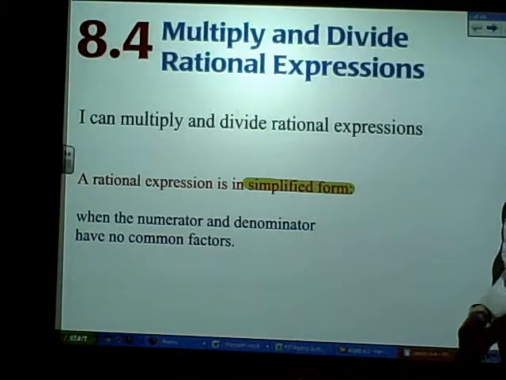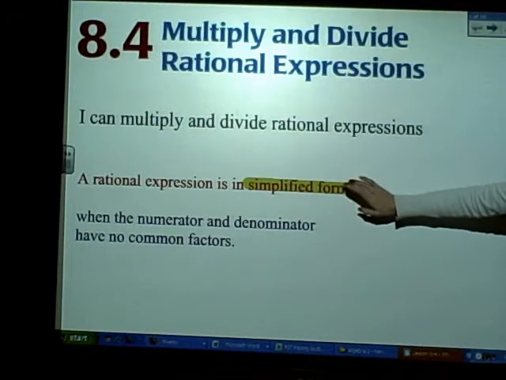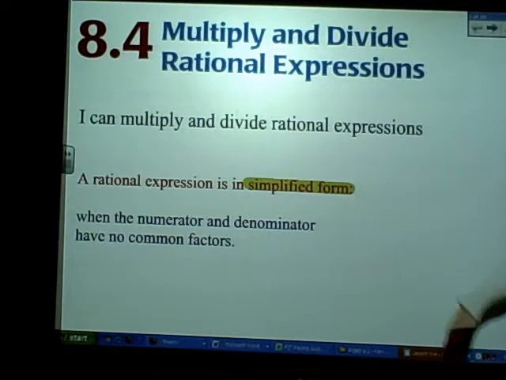Okay, for this lesson we are going to go through section 8.4, multiplying and dividing rational expressions. Your I can statement is on the board. I can multiply and divide rational expressions. Our goal here is to get into simplified form. And a rational expression is in simplified form when the numerator and denominator have no common factors.